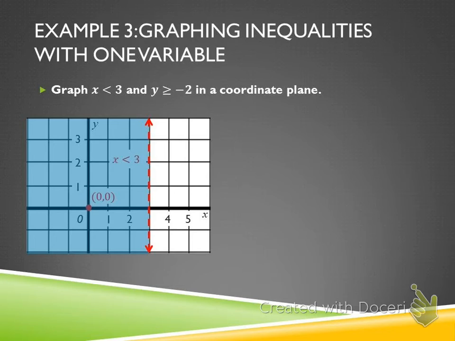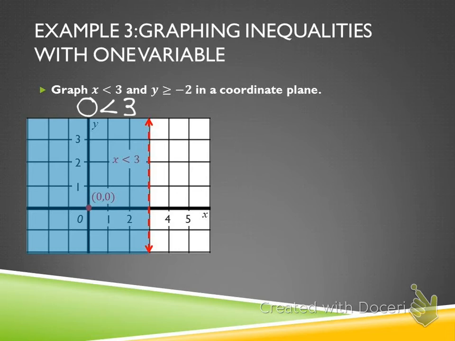Now all I have to do is test my solution. Is it true that 0 is less than 3? Yes, it is. So that's why they shaded in the region, or the part of the graph, that included 0, 0. Does that make sense?